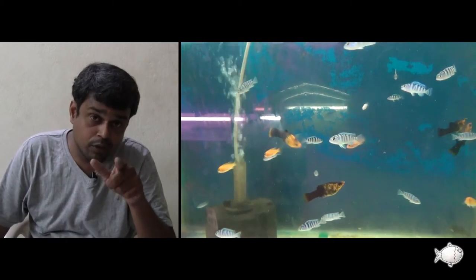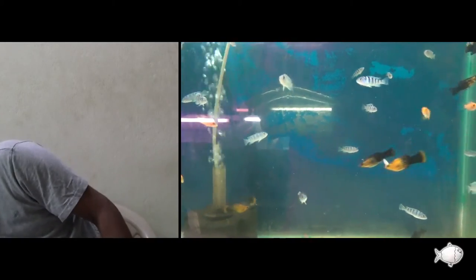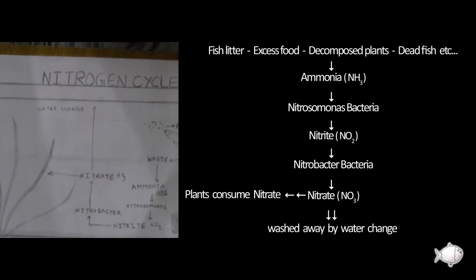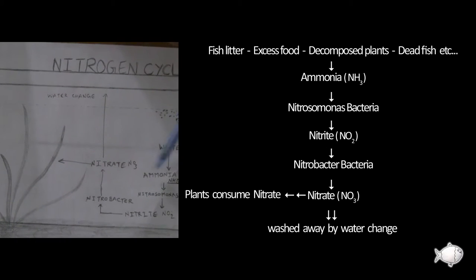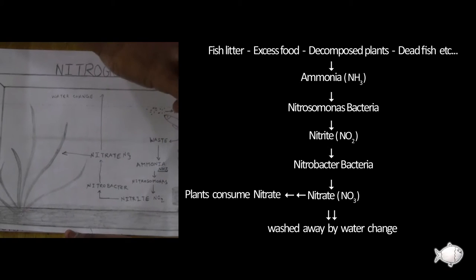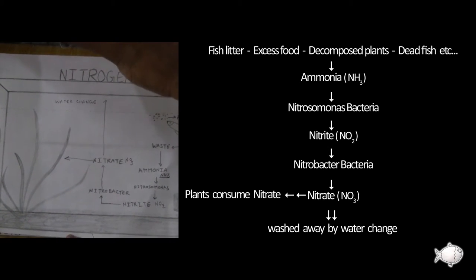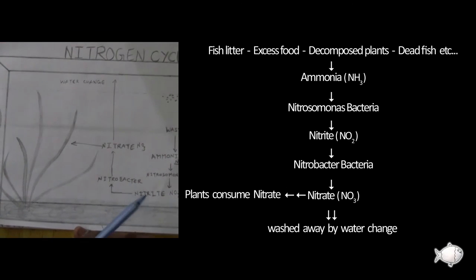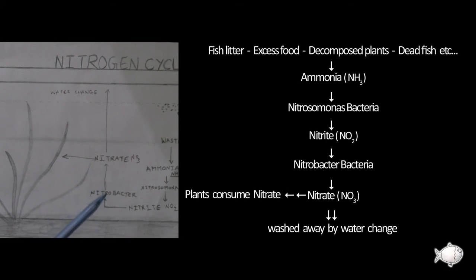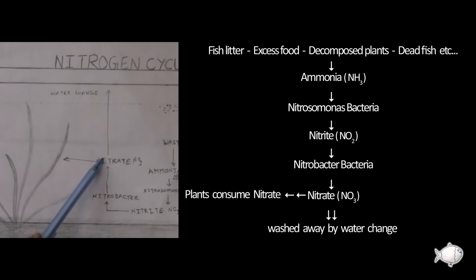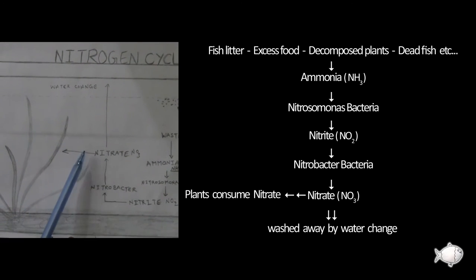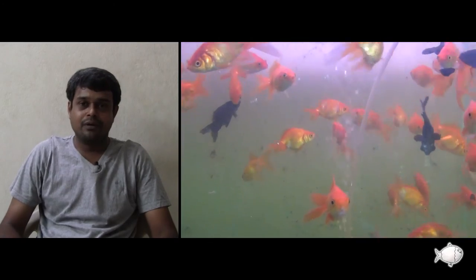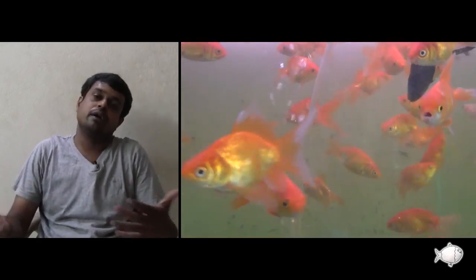One thing I'll do, I'm going to show you the cycle with a small diagram. This is the nitrogen cycle. Here we are giving feed to the fish. The fish will eat and produce waste. This waste is ammonia, NH3. The useful bacteria that stay in the sponge filter, Nitrosomonas, convert ammonia to nitrite, NO2. And this nitrite is again converted to nitrate by the useful bacteria Nitrobacter. This nitrate will be consumed by the plants, and excess nitrate will be washed away by regular water changes. So I hope you have understood what the nitrogen cycle is.